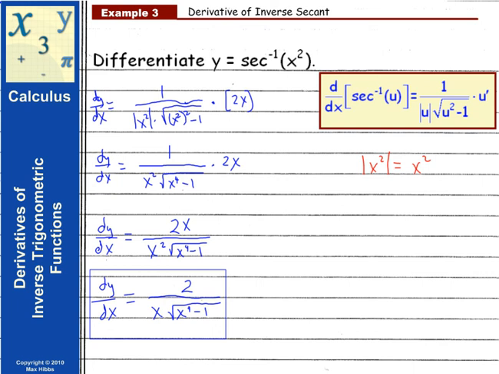Okay, let's prepare for the next. The next problem is going to involve finding the slope of a tangent line to a curve.